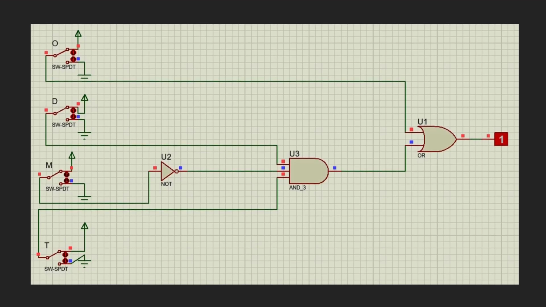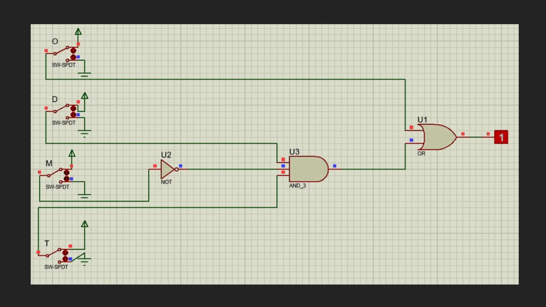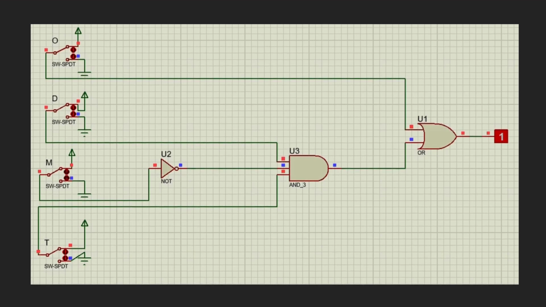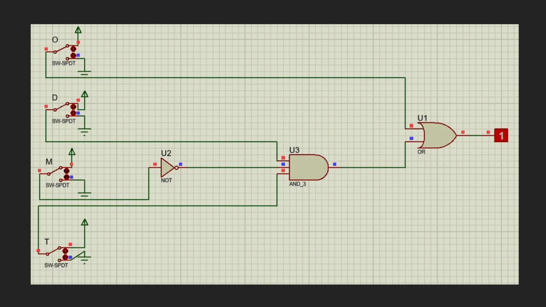The AND gate combines three signals, D, T, and the inverted M. The AND gate only outputs on when all three inputs are on at the same time. The OR gate then takes two inputs, the O switch and the output from the AND gate. The OR gate outputs on if either O is on or the AND gate is on. Finally, the OR gate's output goes to the indicator.